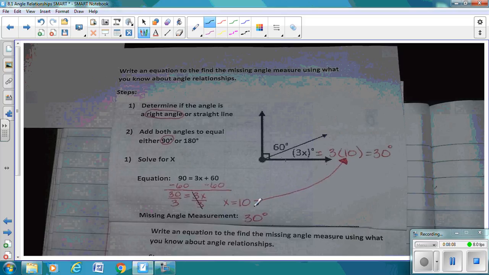Remember, x equals 10, so when we come back to this unknown angle that we have here, it doesn't just say that the angle equals x, it equals 3x. So then we have to plug that value for x in, and then we get 3 times 10 equals 30, and this whole thing is a degree measure. This degree marker out here tells you whatever's inside the parentheses, that is the degree. So the missing angle measurement is 30 degrees.